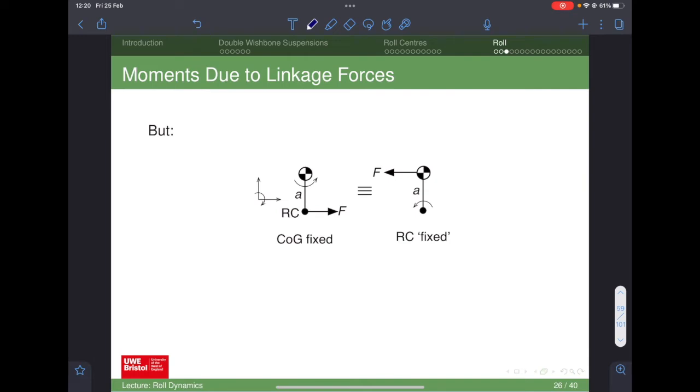Now, there's a little trick we have to play here because, like I said, I generated a moment around the centre of gravity. We don't want a moment about the centre of gravity. We want a moment about the roll axis, but it just so happens that it's the same thing. If you fix the centre of gravity and you apply a force at the roll centre, the thing is going to rotate anti-clockwise in this situation around the centre of gravity. So the force being applied at the roll centre rotates around the centre of gravity.